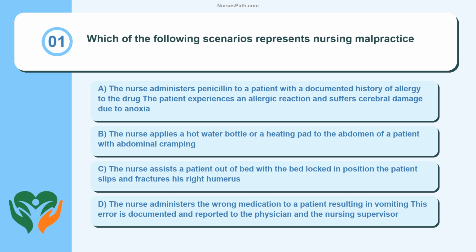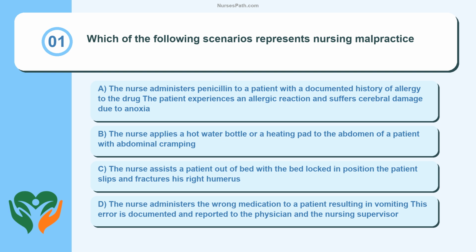The nurse administers penicillin to a patient with a documented history of allergy to the drug. The patient experiences an allergic reaction and suffers cerebral damage due to anoxia. The nurse applies a hot water bottle or a heating pad to the abdomen of a patient with abdominal cramping. The nurse assists a patient out of bed with the bed locked in position. The patient slips and fractures his right humerus.